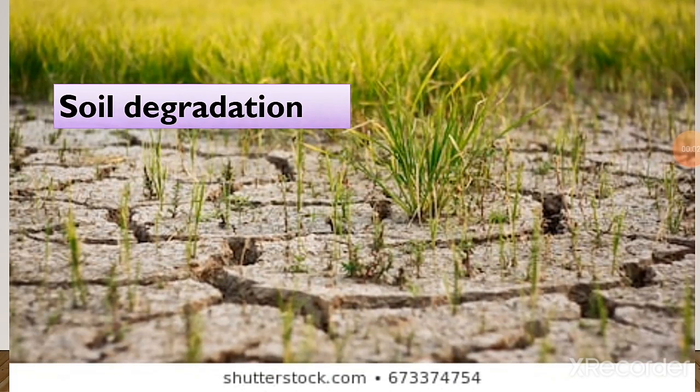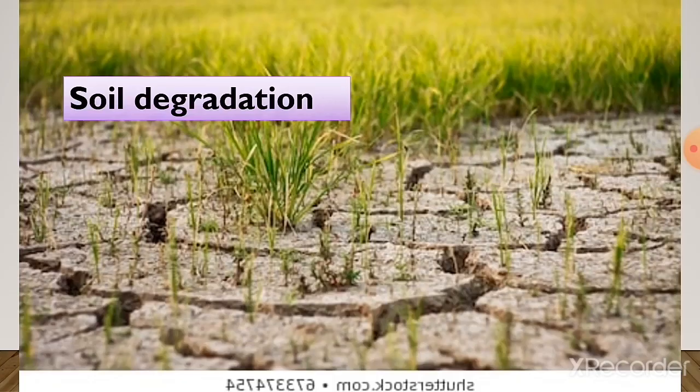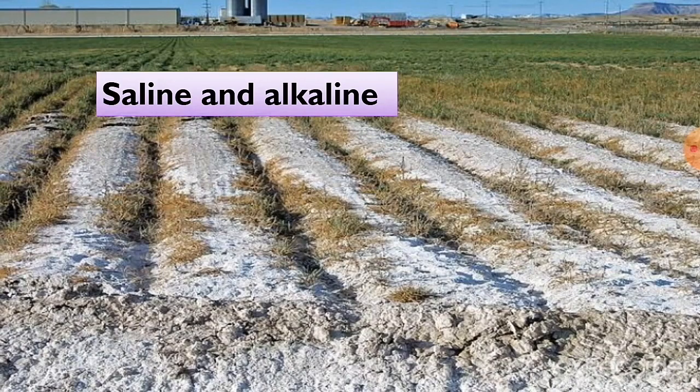Next, we are going to see soil degradation. Soil degradation is an acute problem in India. According to a 2015 report of the Indian Institute of Remote Sensing, the amount of soil erosion that occurred in India was estimated at 147 million hectares. The main problems of the Indian soils are soil erosion, degradation of soil, water logging, saline and alkaline conditions.